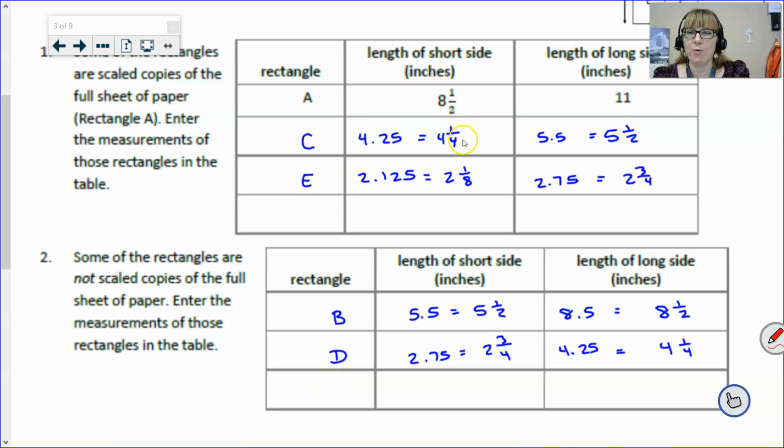How does a 4 1/4 change to be an 8 1/2? Hopefully you can see that that measurement, 4 1/4, doubled is 8 1/2. And that should make sense. Think about how we created that rectangle. Rectangle C is half of that length. So we multiplied by 1/2.